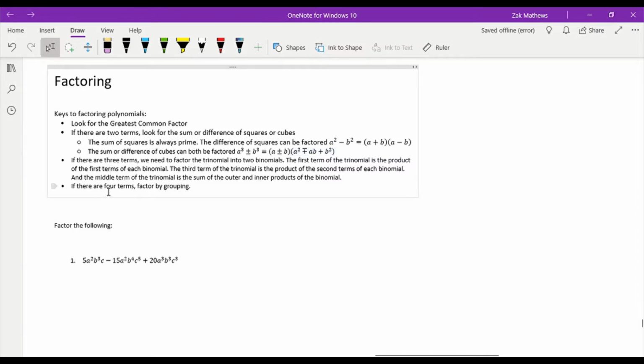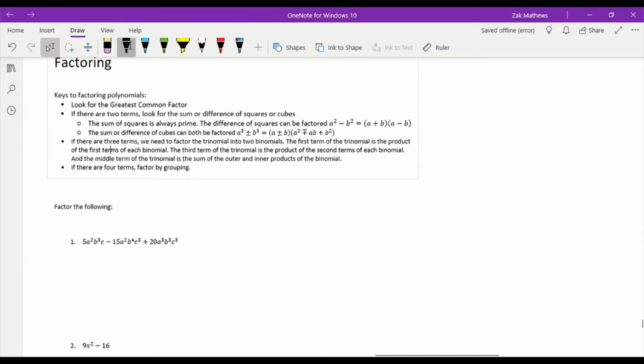And then finally, if we have 4 terms, we're going to factor by grouping. We're not going to concentrate on anything beyond 4 terms. So let's just jump right into an example.